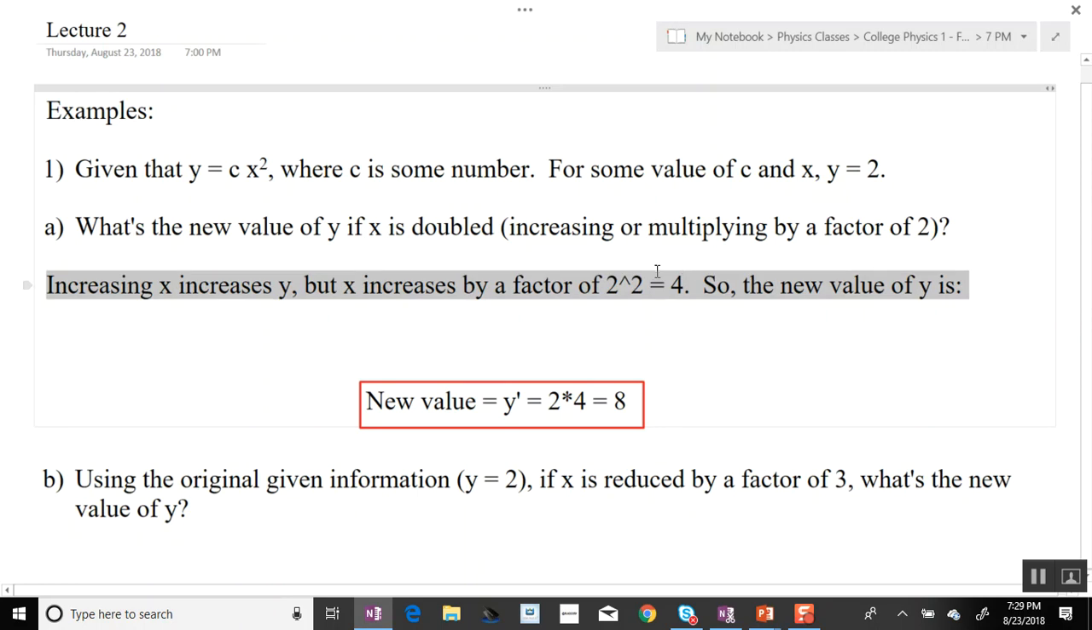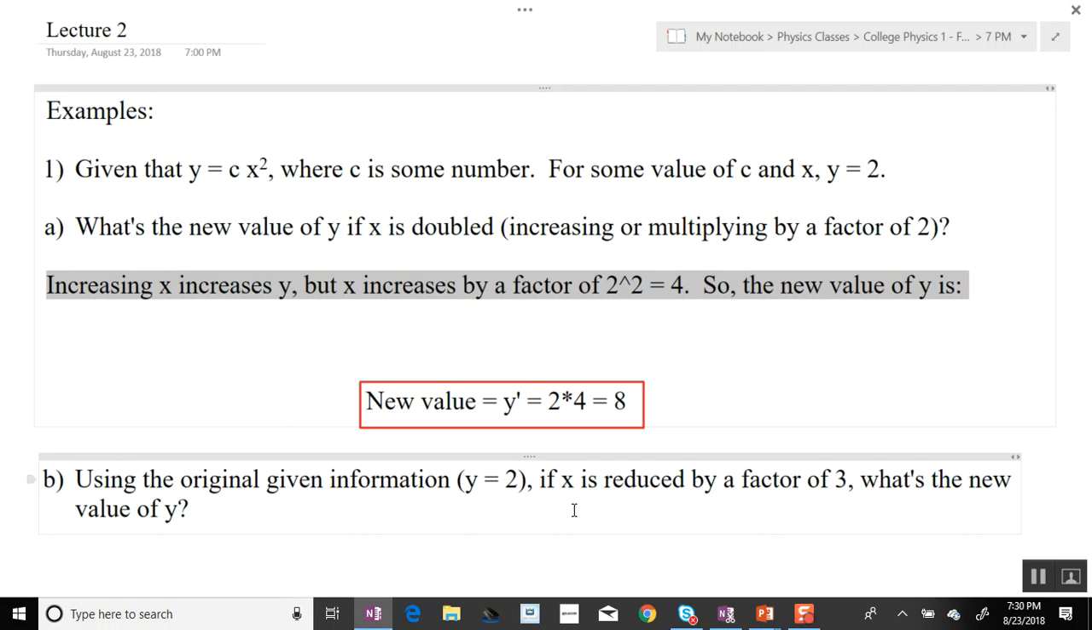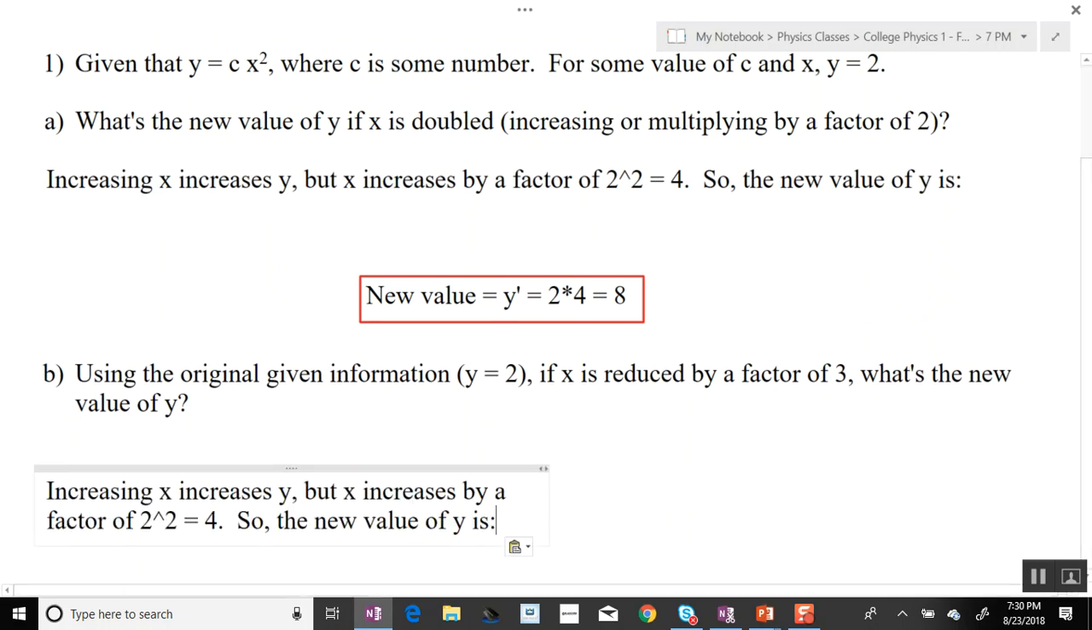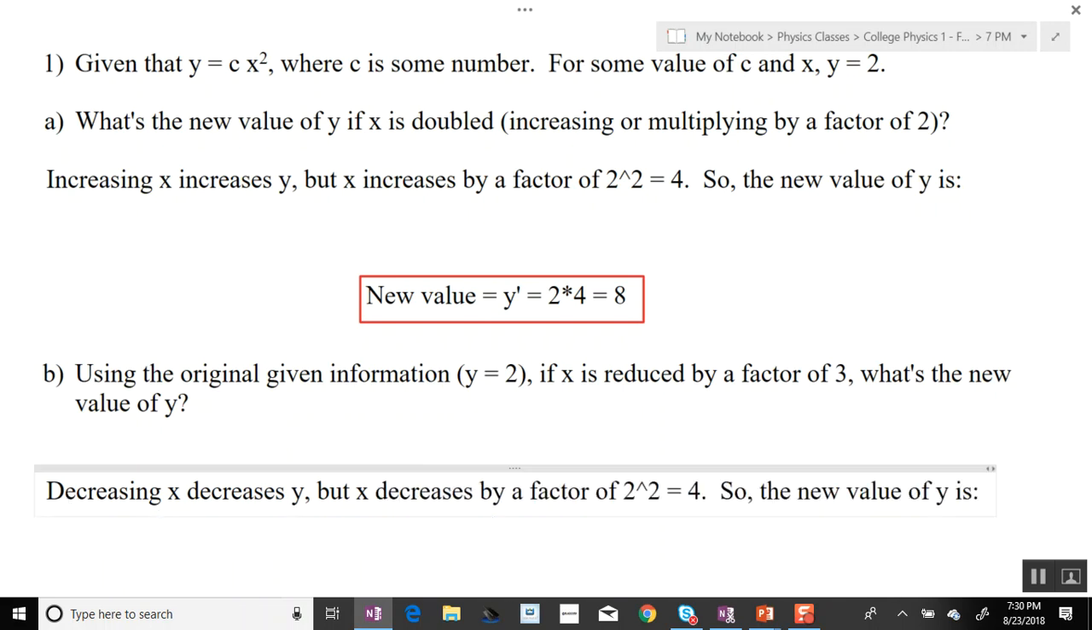All right, I'm going to copy this. I'm going to change the wording here, but it's pretty similar wording. So, okay, first of all, if I reduce x, what happens to y? Does it also get reduced or does it go up? It gets reduced, right? It's proportional. So, like I said, I'm going to change this. So here we're decreasing x, right? So decreasing x decreases y, right? But x decreases by a factor of, okay, so how much would x decrease by if the factor is 3?